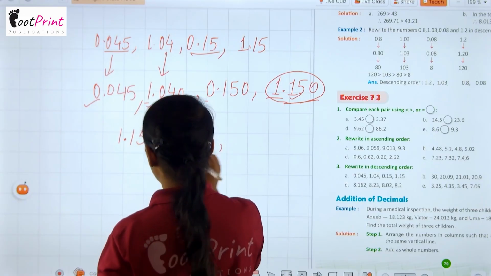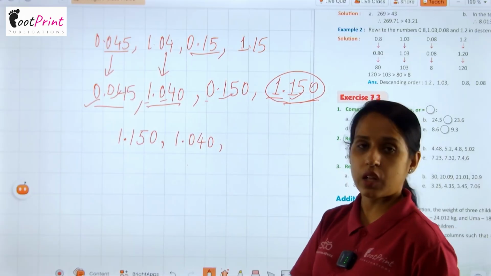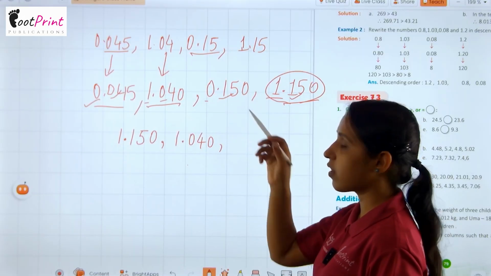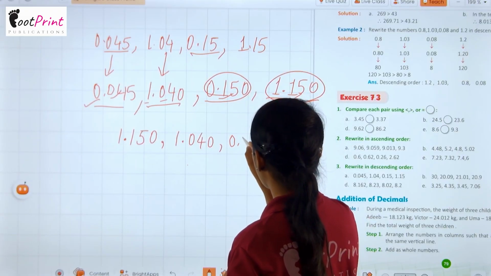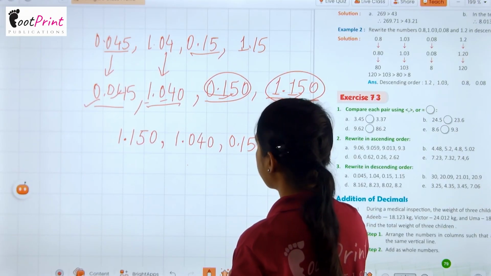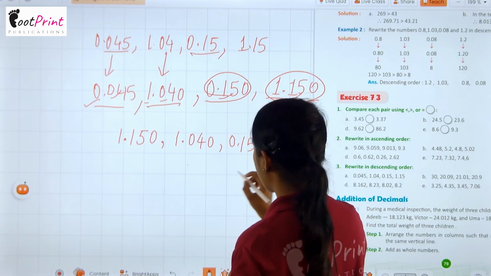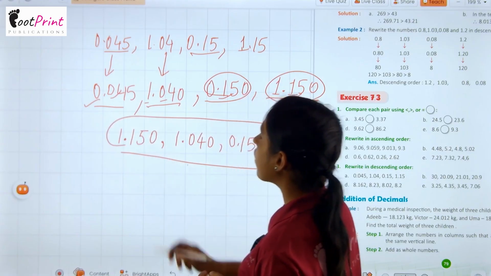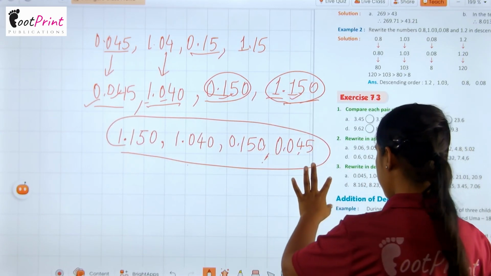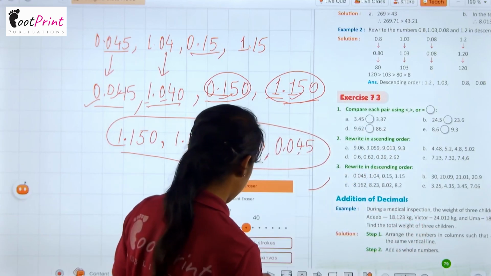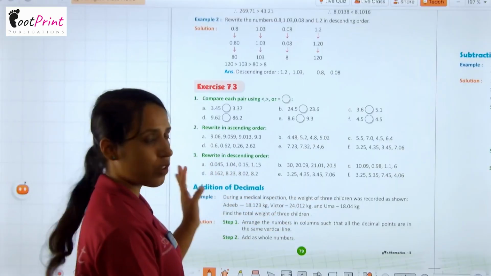Okay. Then 1.040. Next we check this one. So here the 10th place is 0 and in this the 10th place is 1. It means 1 is greater than 0. So this number comes here, 0.150, and after that 0.045. Okay. So in this way we can arrange it in descending order. In the same way, you will do the rest of the parts of this question by yourself.